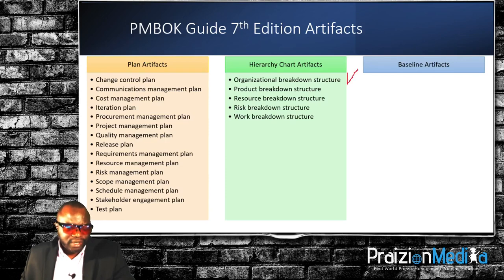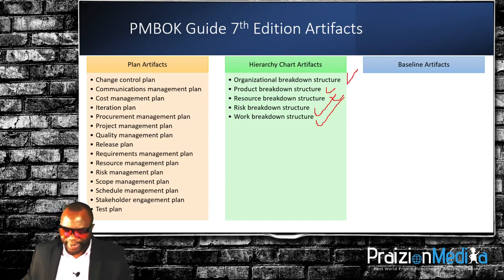All right, the next one is a product breakdown structure. Again, hierarchical structure reflecting a product's components and deliverables. A resource breakdown structure, a hierarchical representation of resources by category and type, and this is human, equipment, materials, supplies, and facilities. A risk breakdown structure is a hierarchical representation of potential sources of risk. And a work breakdown structure is a hierarchical decomposition of the total scope of work to be carried out by the project team.